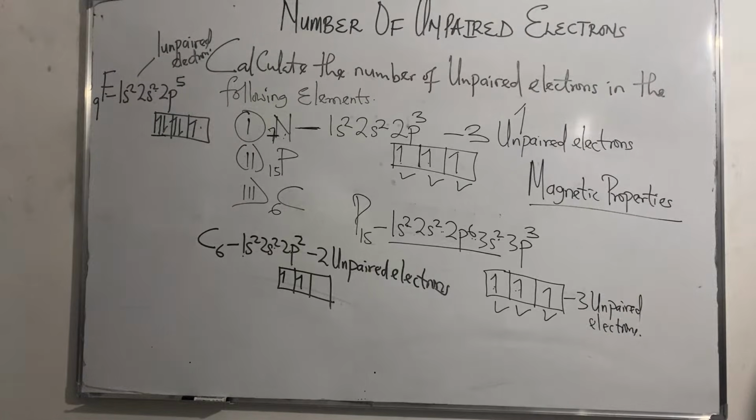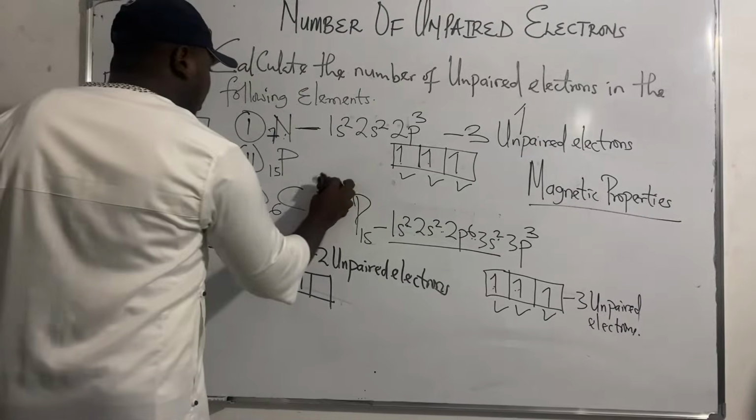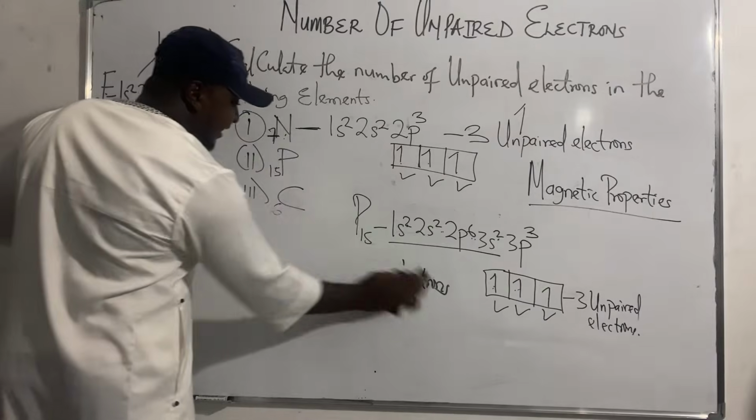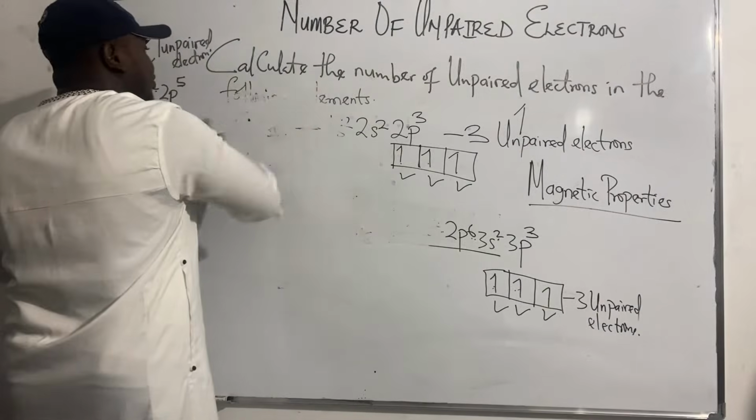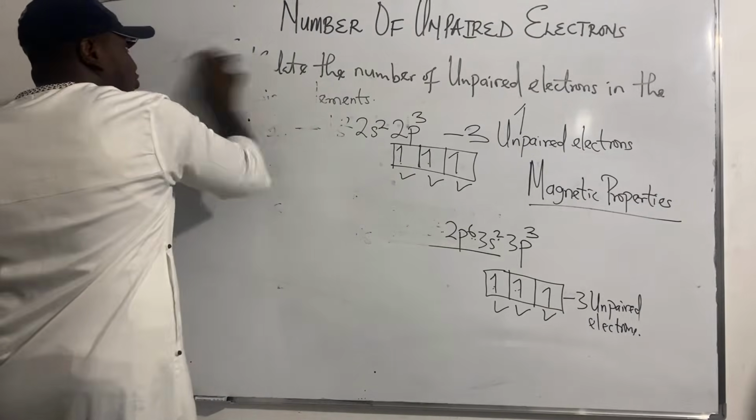Are we still there? Are we still there? Fluorine has 1 unpaired electron. Let's keep going, let's keep going, let's keep. So class, this is how you solve for number of unpaired electrons. This is how you solve for number of unpaired electrons.